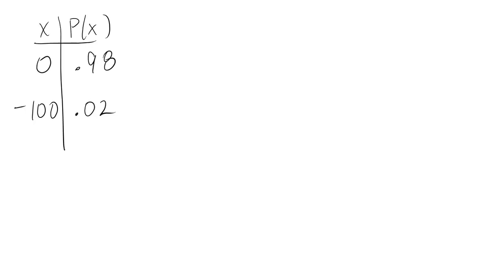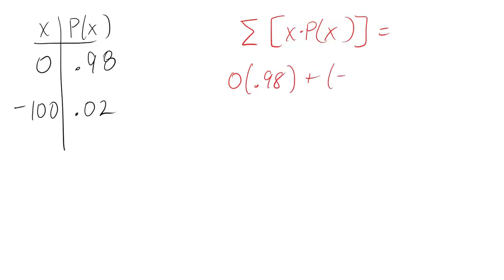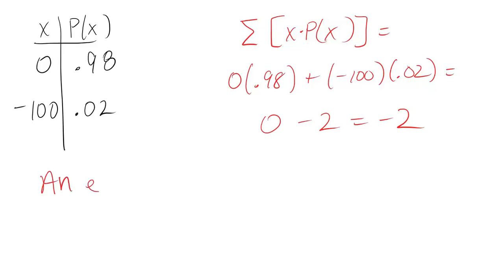And now we can calculate the expected value. I'm going to stick with my favorite way, which is to write it out. You can choose to try this by extending the table or by using the calculator. I take 0 times 0.98, and I add that to negative 100 times 0.02. 0 times anything is 0. Negative 100 times 0.02 is negative 2. And so we get an expected value of negative $2. That's an expected loss of $2.